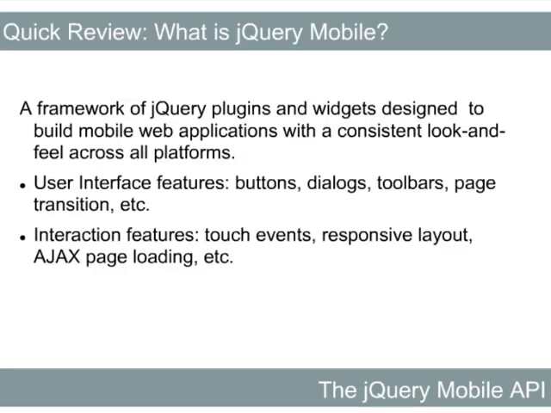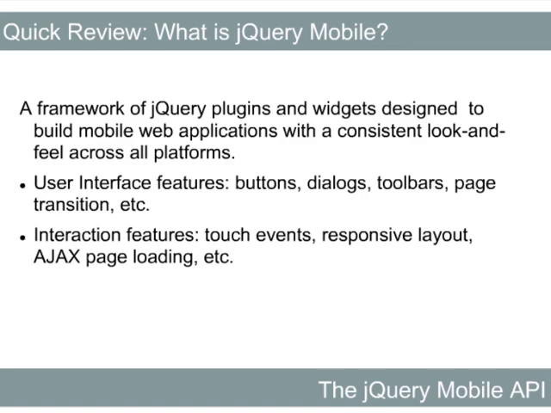So just as a quick review, jQuery Mobile is a framework. It's built of jQuery plugins and widgets, and it's designed to help you build mobile web applications that have a consistent look and feel across all platforms. It includes several different user interface features, including page transitions. jQuery Mobile handles all of your page transitions for you and handles all of the URL mappings and so forth. And it also includes several interaction features, including touch events and AJAX page loading. So if you have external pages, it will load them into the DOM for you.